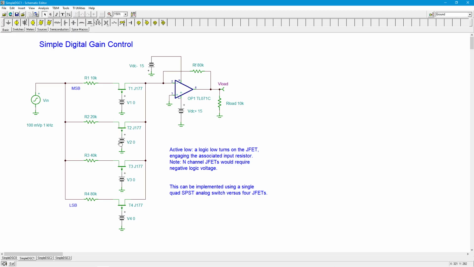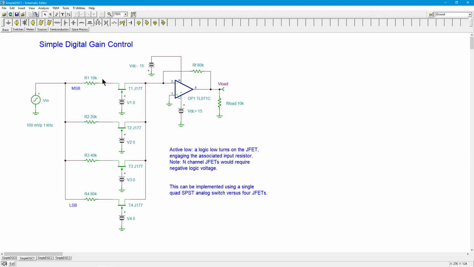So the same thing happens in these other channels. They're all identical. And right now, I've got 0 volts on each one of them. So each one of these is going to be active, meaning all 4 channels, those gains are going to sum up, and we should get a gain of 15 out of this.